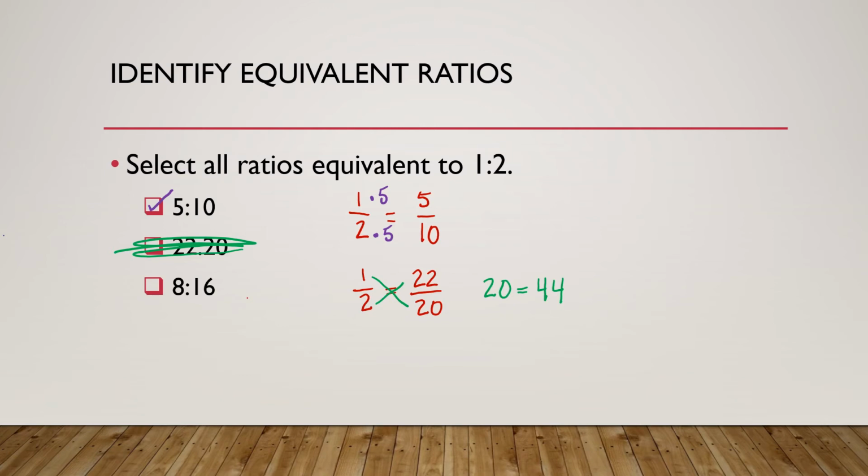Now let's check our last one. We have 1 to 2 and 8 to 16. So I know I can go from 1 to 8 by multiplying by 8. And if I multiply by 8 on the bottom, 2 times 8 does indeed give me 16. So therefore this is also an equivalent ratio to 1 to 2.